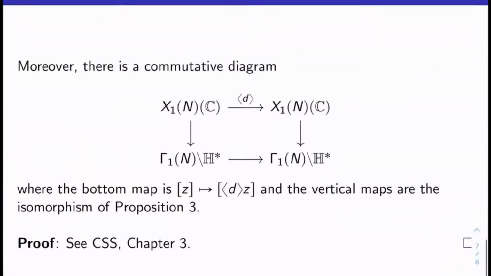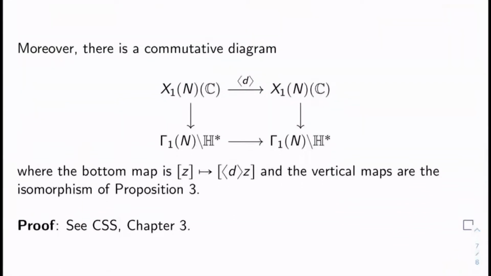How about the orbit perspective? What do diamond operators look like from the congruence subgroup perspective? There's also a commutative diagram as follows. Again, I already know the diamond operators, diamond of d, they're automorphisms of the complex points of X_1(N). So that's what this upper map is. I already know that the complex points of X_1(N) are isomorphic to the orbit space of the action of Gamma_1(N) on H*. That's what these vertical maps are. It's that isomorphism we've known about for several videos now.